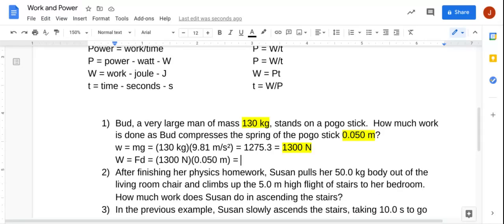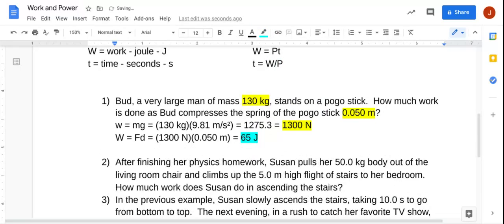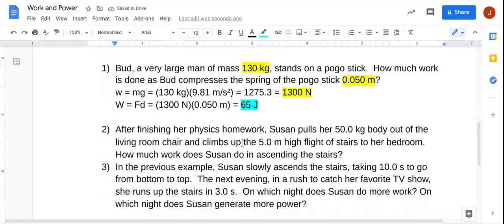When I put in my information, I'm going to get 65. Since it's work, it's going to be 65 joules. So that would be my final answer, and I'm going to go ahead and make that a different color just to distinguish between my givens or the information I need to solve it. All right, let's do number 2.